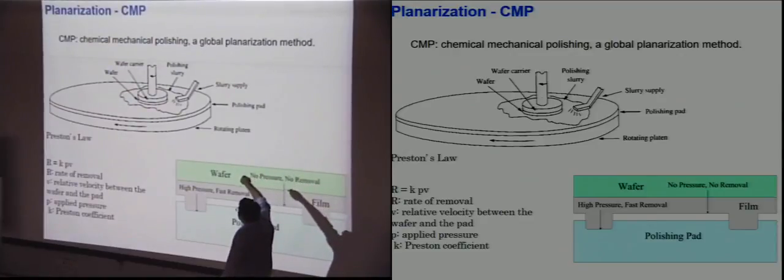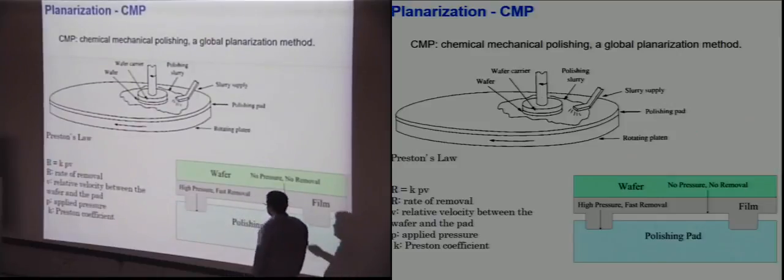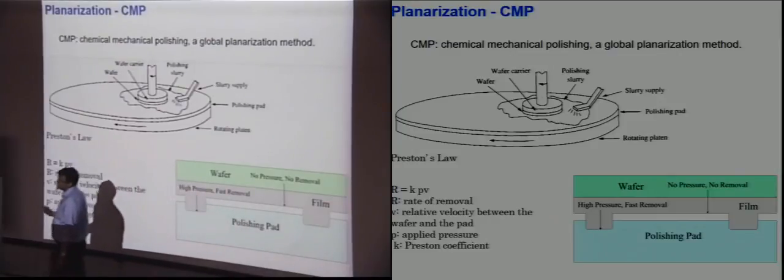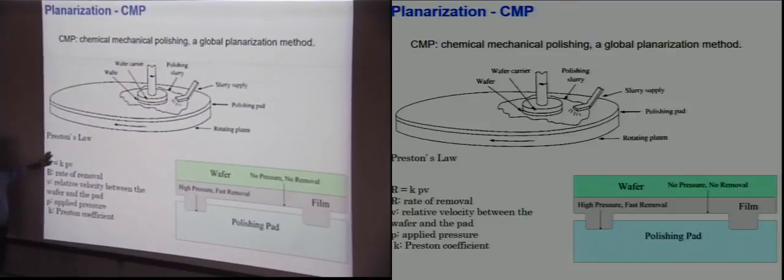And after that, you just basically polish it. This is a very crude method. It's more like how you wash your dishes and clean off the dirt on your plate, but this is a very effective method. So if you want to try and formalize it, the rate at which you remove the film is proportional to the pressure you apply.